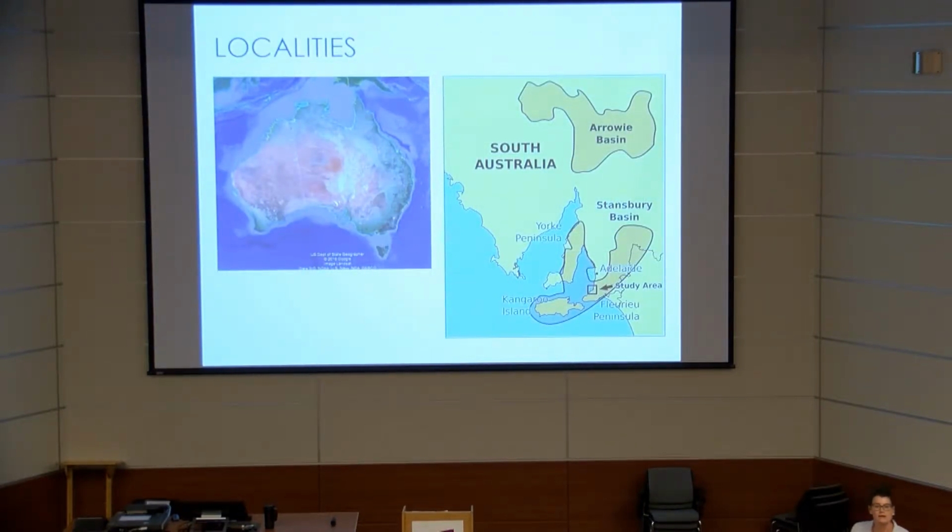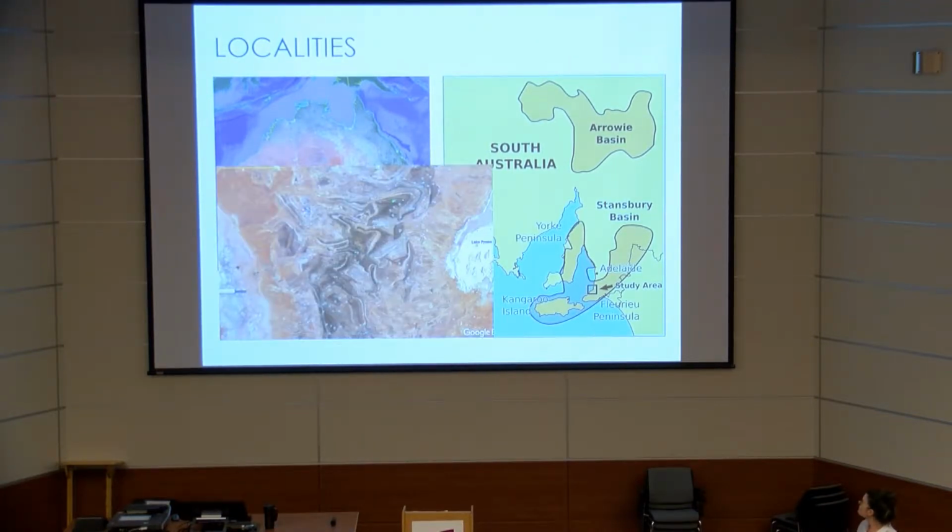Most of our material comes from the Arrowie Basin in South Australia. That's where the Flinders Ranges are, and I know a lot of people here have been to the Flinders Ranges. We also have material from the Stansbury Basin to the south. That's where we have Kangaroo Island and the Emu Bay Shale. So we're talking about just here in Australia.